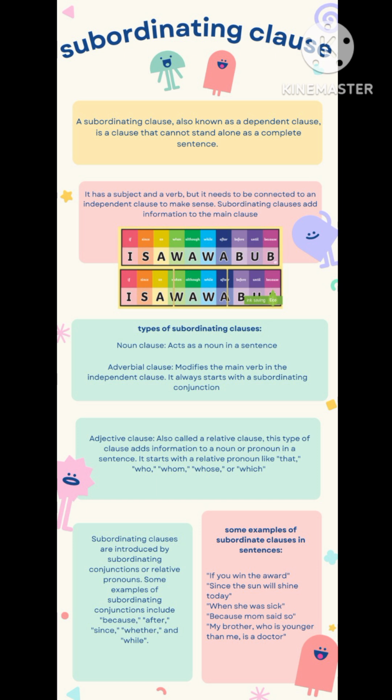Subordinating clauses are introduced by subordinating conjunctions or relative pronouns. Some examples include because, after, since, whether, and while. And examples of subordinating clauses in sentences are: if you win the award, since the sun will shine today, when she was sick, because mom said so. My brother, who is younger than me, is a doctor.